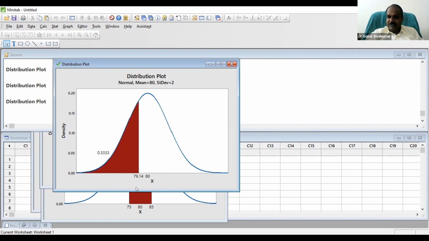Isn't it? Test mark is possible only from 0 to 100. That is why I asked you 0 to 79, 33%. 79 to 100, 67%. 101, 102 are not possible, so you don't have to worry about it. Generally, the curve will go up to minus infinity on the left, plus infinity on the right.